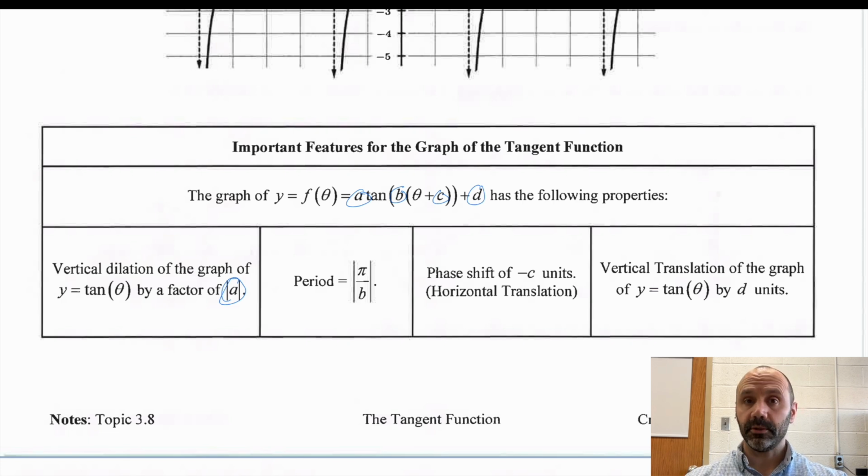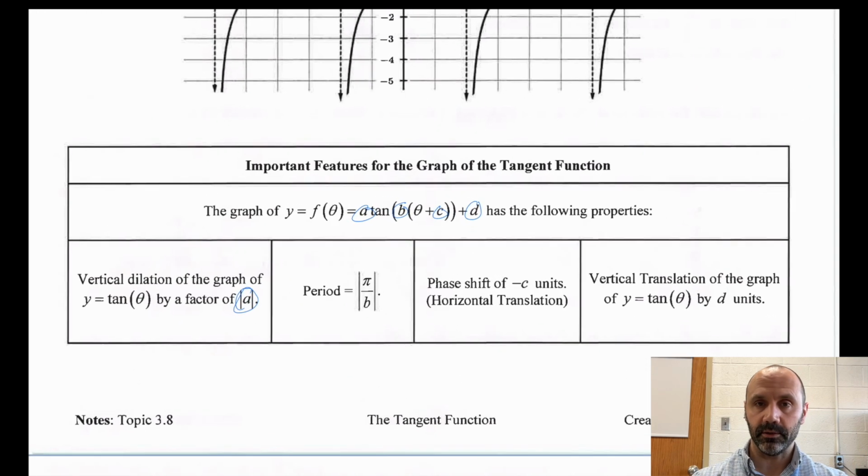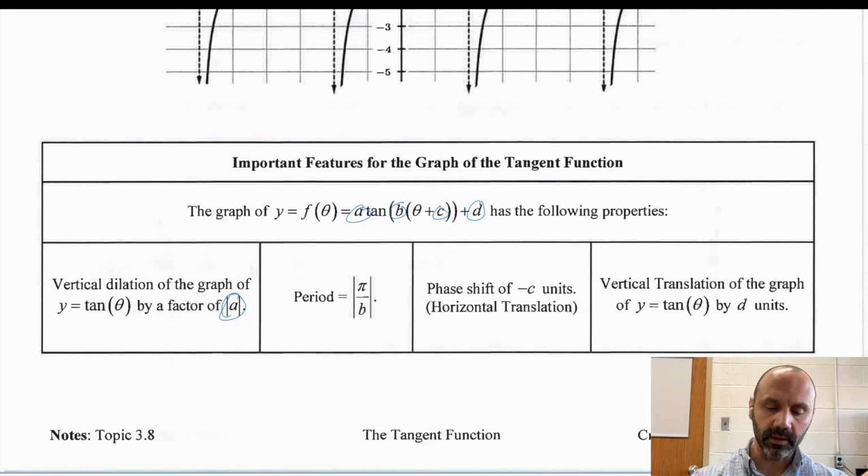The period should be pi, but it'll be given by pi over b, based on whatever the function is. The phase shift is with C, and then D is where the midline falls, where it goes up and down. And we know where the midline should be. The midline should appear when theta equals 0 and pi and 2 pi, etc. All the multiples of pi in the standard tangent function. In these functions, it'll depend on what the period is based on pi over b.